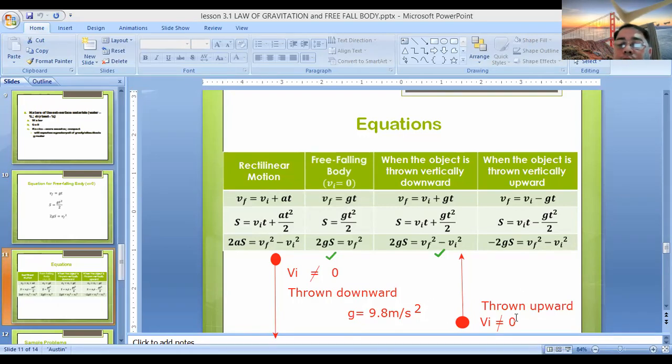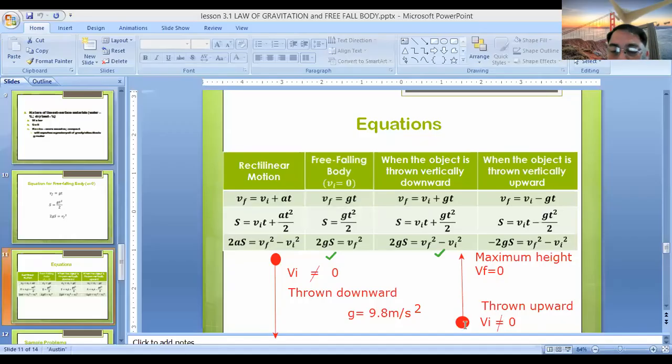Now, throwing a body upward will still be a matter of gravity, because we do not see it going out of the earth. If there were no gravity acting on it, then this body would just go up and never come down anymore. It would be lost in space already. But you will see that at some point, which we call the maximum height, when you throw something up, at the maximum height the final velocity of the body becomes zero. That's what happens when you throw it up. It will always come to a maximum height, and then it will stop moving.